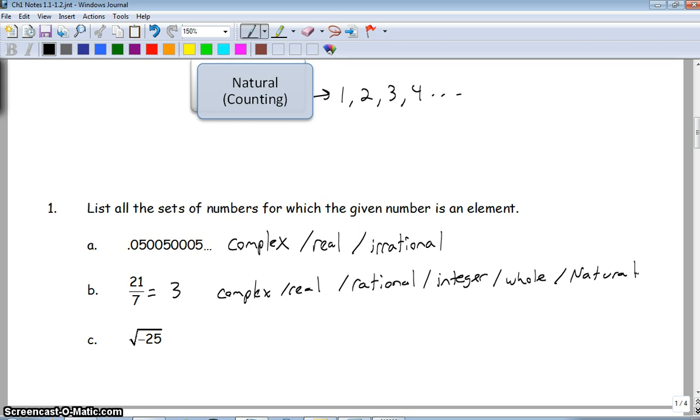Finally, can you take the square root of -25? No, you can't. So we always start with complex. Every single answer should have complex, and then this would be imaginary.